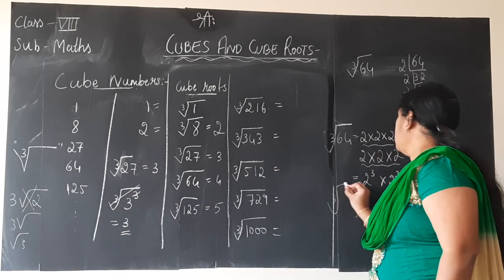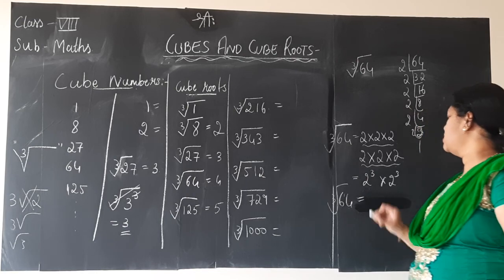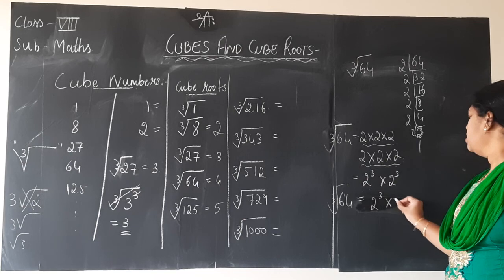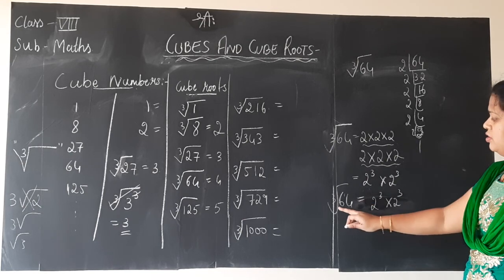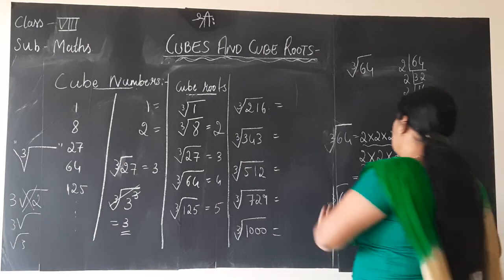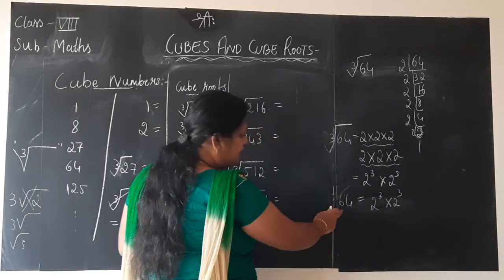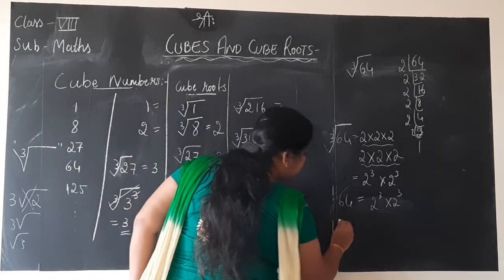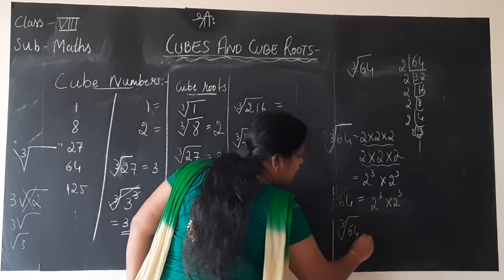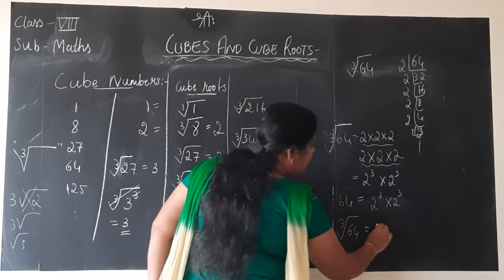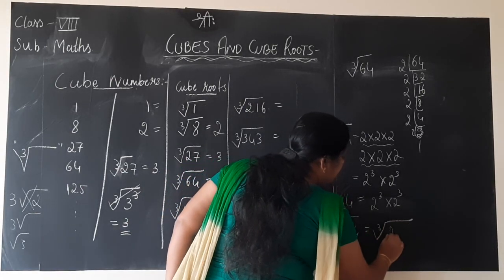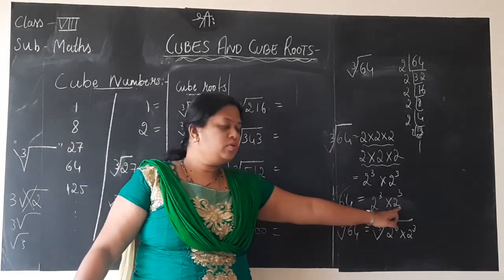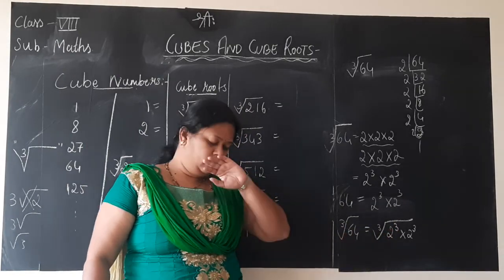We are finding what is on our LHS. It is cube root of 64 is equal to cube root of 2 cube into 2 cube. When I take the cube root of the number 64 on the LHS, children, to the RHS also I should apply the cube root. So on RHS also 2 cube and 2 cube will get the cube root.